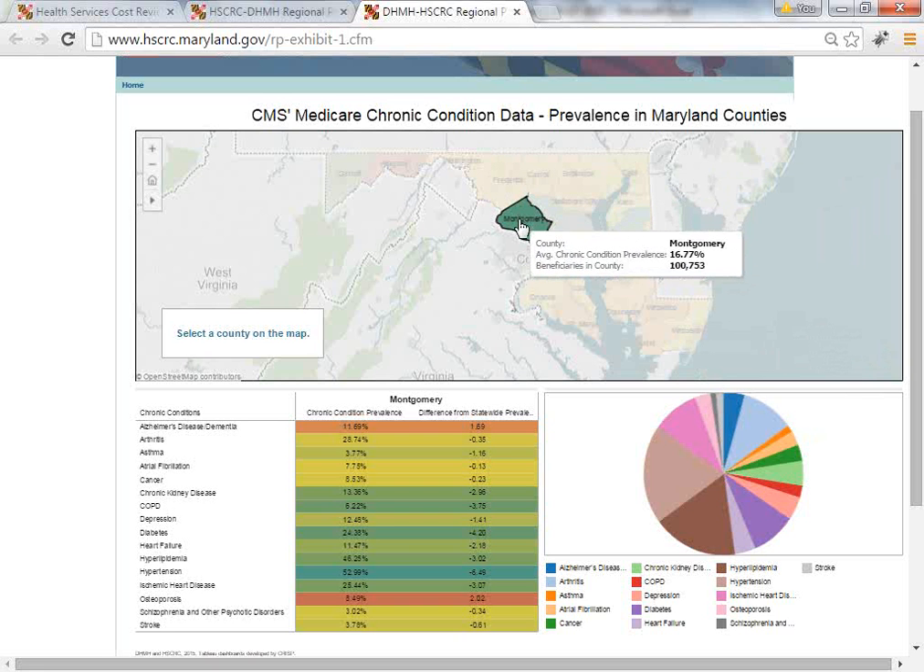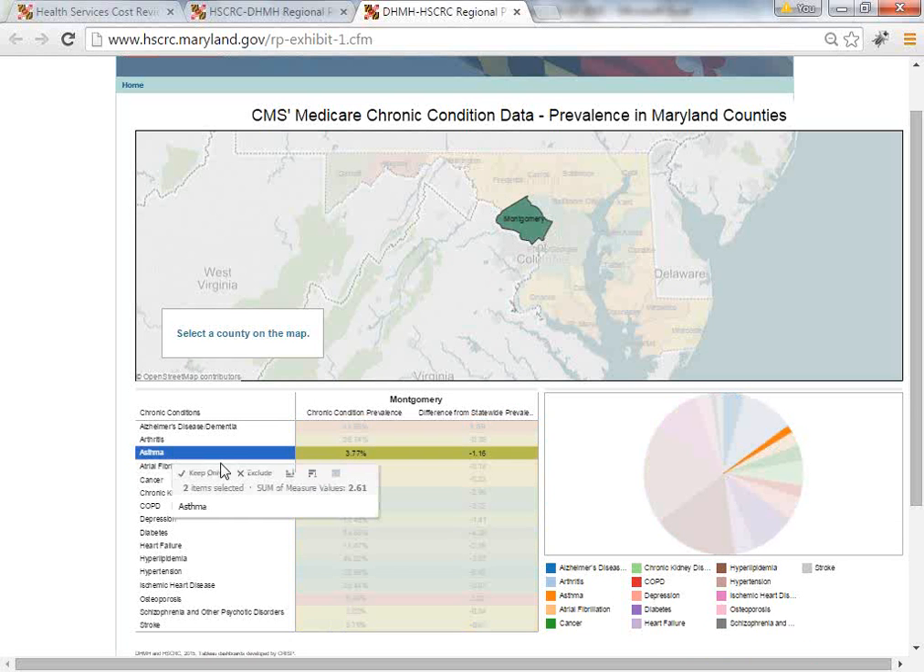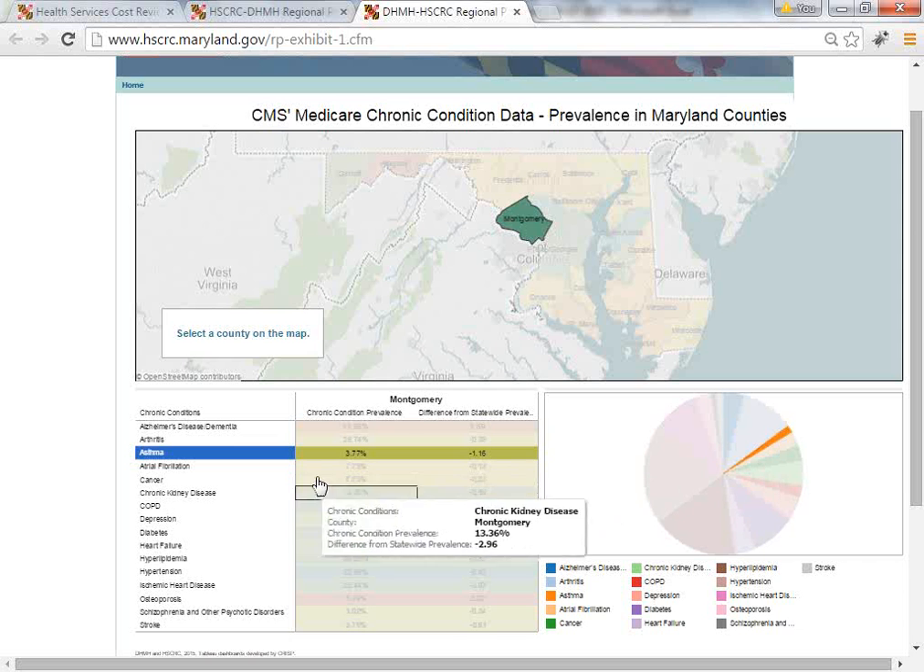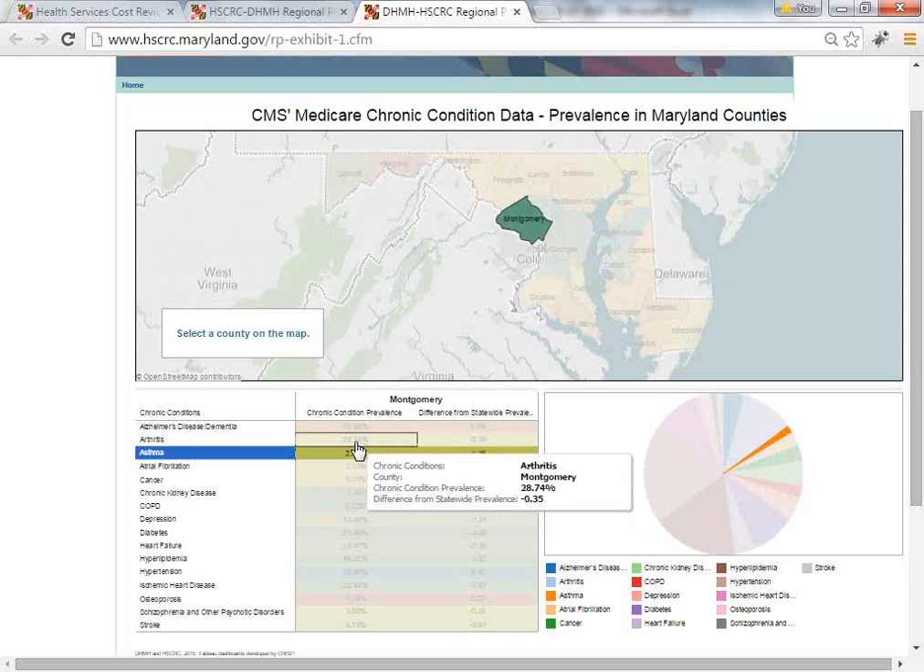Interestingly, just so you can note, if you hover over the county, you'll also get some additional information. You'll get the average condition prevalence across all these conditions, as well as the number of beneficiaries in that county. And then if you hover on the pie chart, let's say, again, I'm going to focus on asthma. I'm going to highlight asthma. Now you can see the pie chart highlighting just asthma. If you hover over that, you can see that there are 3,803 people in Montgomery County that had asthma. Again, the prevalence rate then being 3.77%.